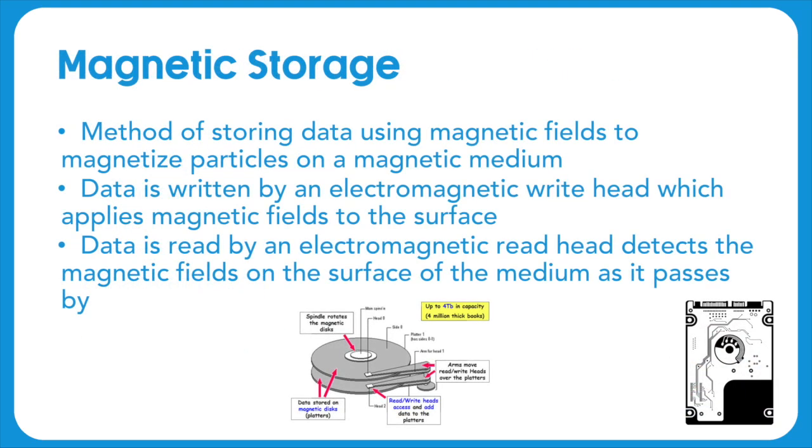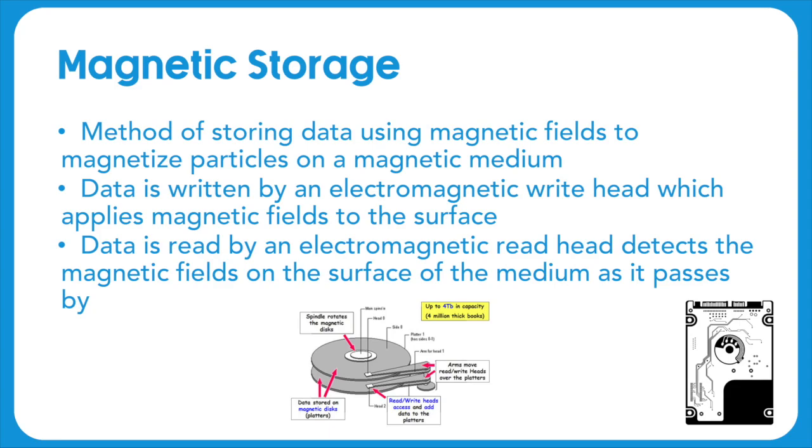Magnetic storage is the method of storing data using magnetic fields to magnetize particles on a magnetic medium. These particles represent binary data in the form of magnetic polarities. Magnetic storage devices include hard disk drives and magnetic tape.